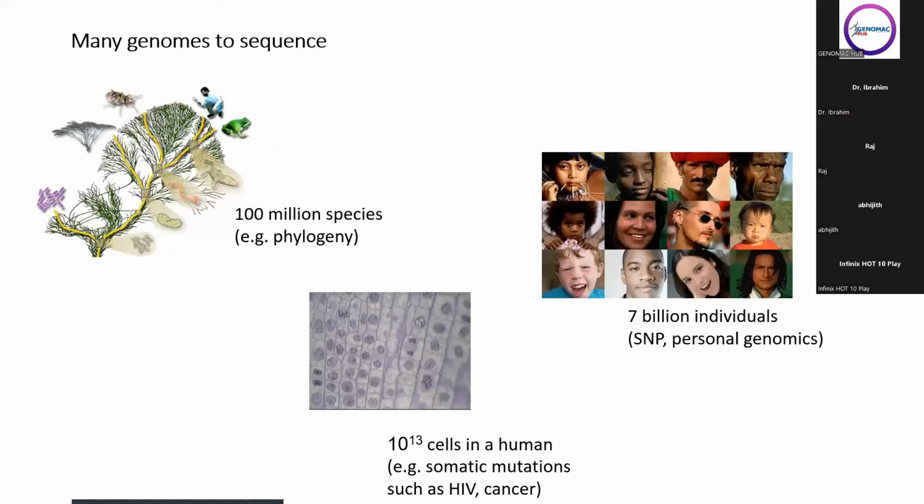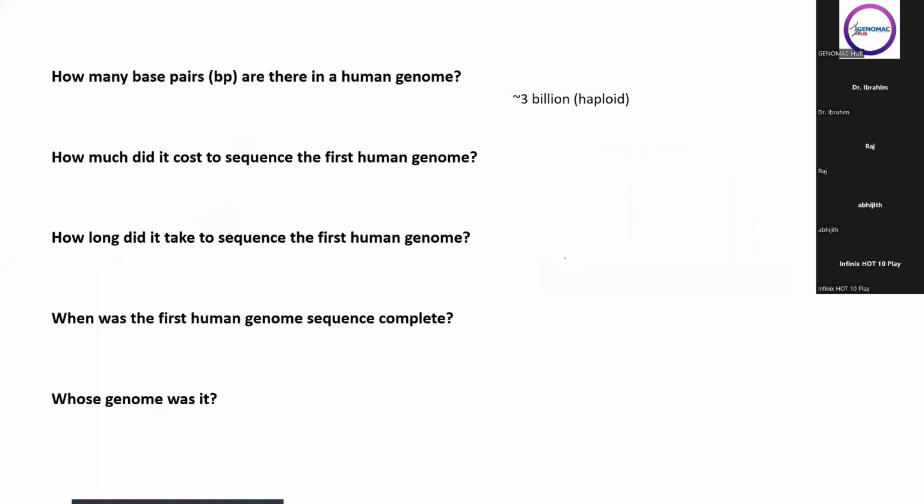And as we know, we have around 10 to the power 13 cells in the human body. All these cells have some type of variation from each other, and if the variations are lethal, they cause cancer and HIV. We want to predict these disorders, and that's why we want to take the help of genome sequencing.